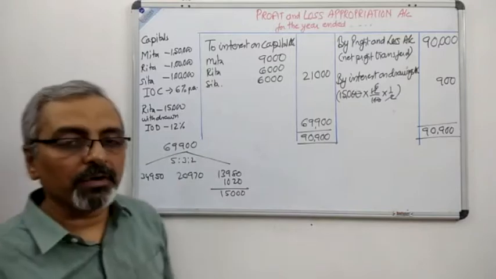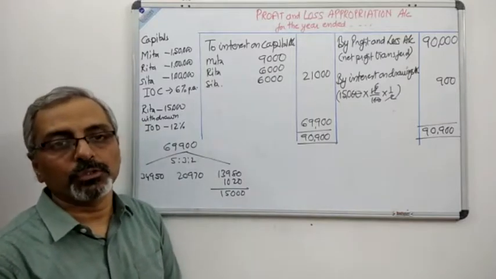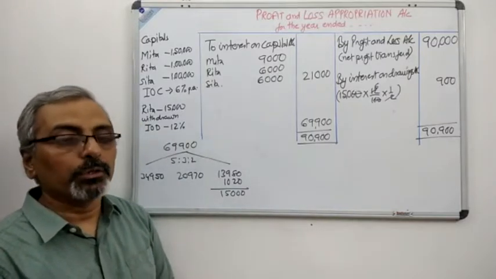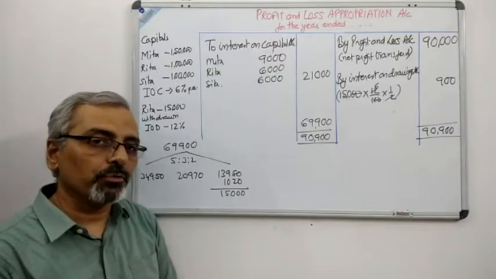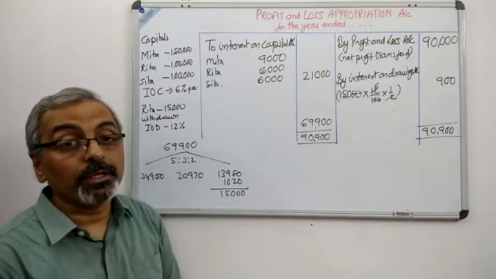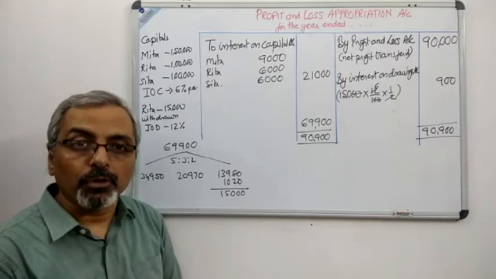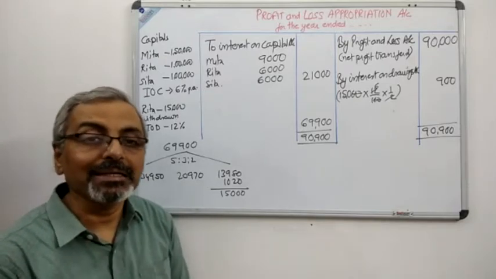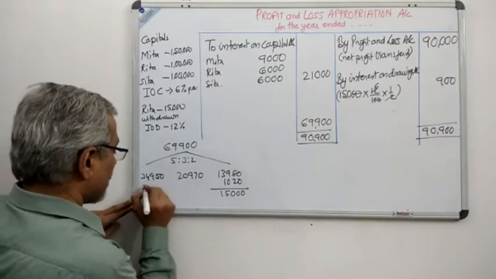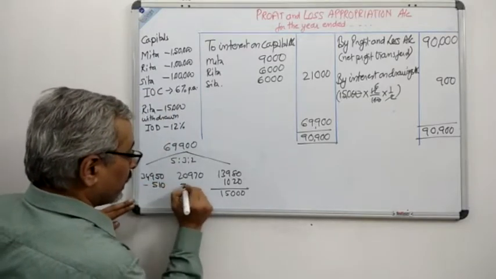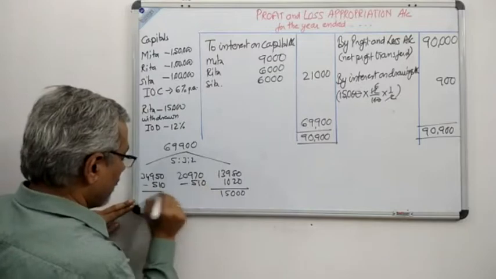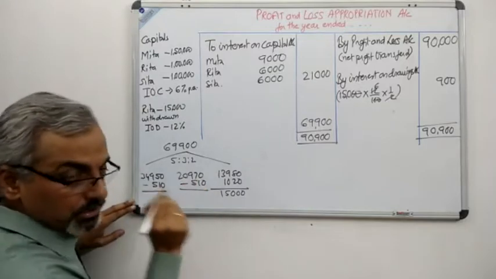This shortfall of 1,020 will not be met in their profit sharing ratio 5:3. Rather, it will be made equally by the partners. Therefore, they will actually contribute 510 each. So now we will subtract 510 from here and 510 from here, and that will give us each share's profit.